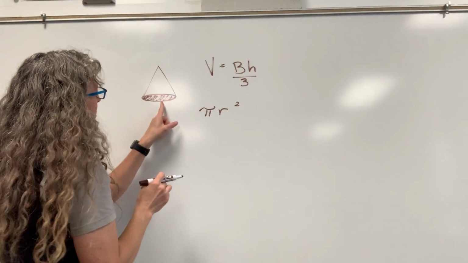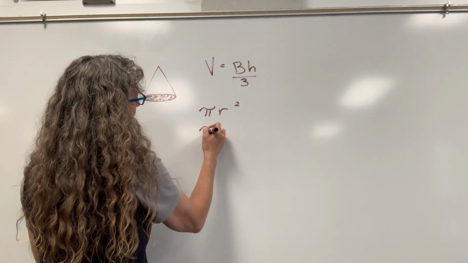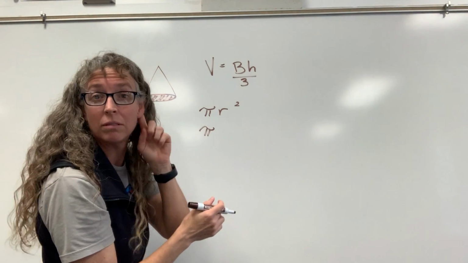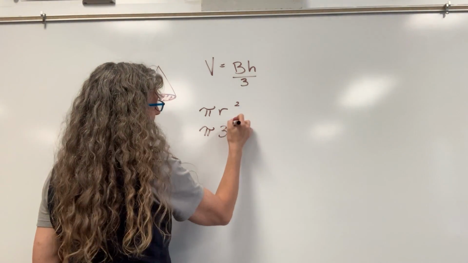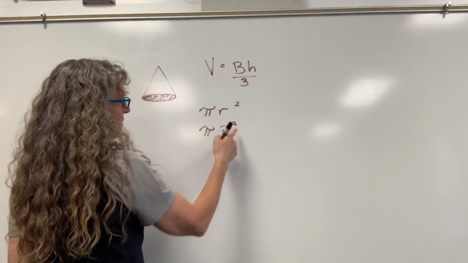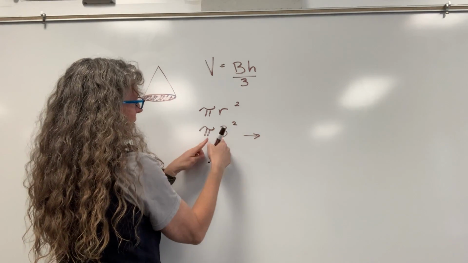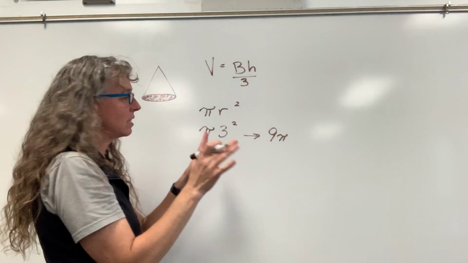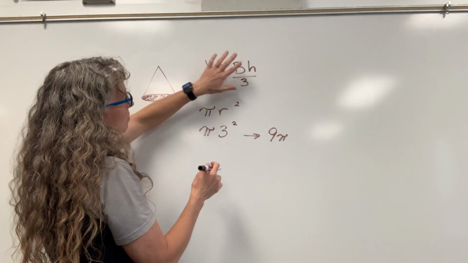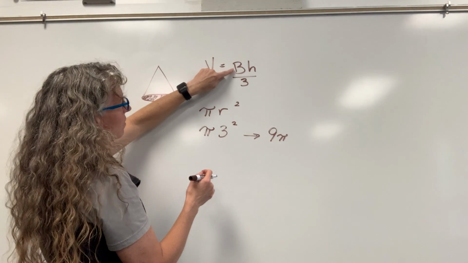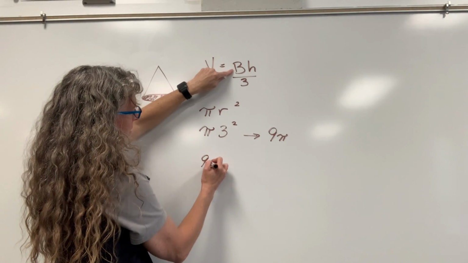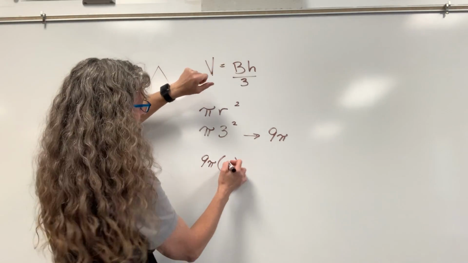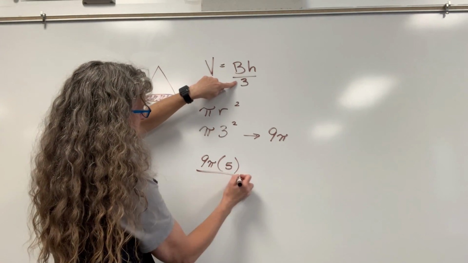All right, so pi times radius squared. What's my radius on that cone? I can't quite hear you. 3. And we're going to square that. That's our area of the base. So let's go ahead and simplify that. 3 squared is 9 pi. I'm just going to leave pi the way it is for now because it's easier to deal with. So let's plug things into our formula. Our area of the base, which is our capital B, times the height. What is our height there? It looks like it's 5. And we're going to divide that by 3.